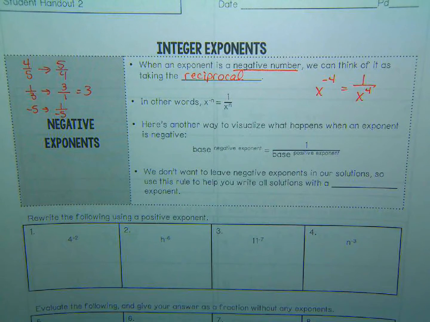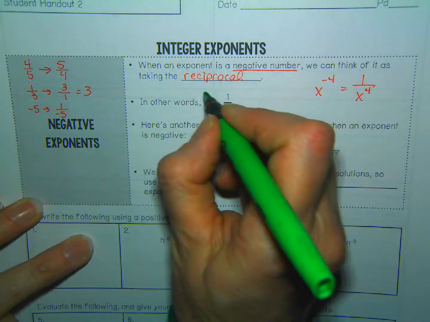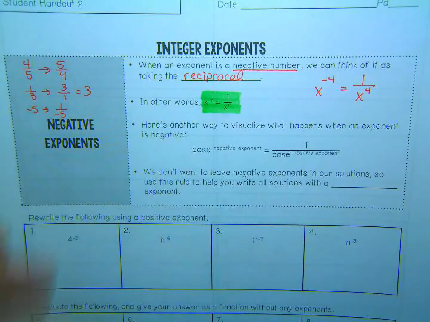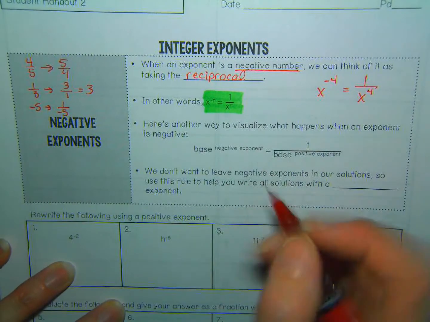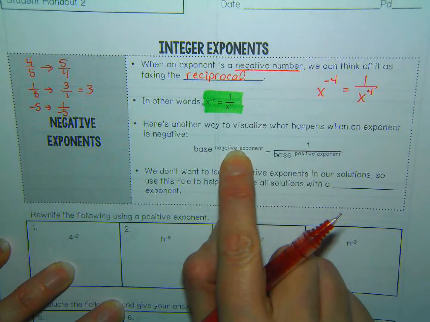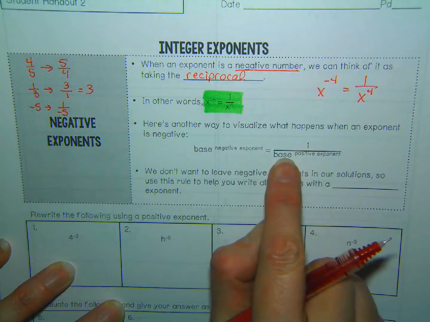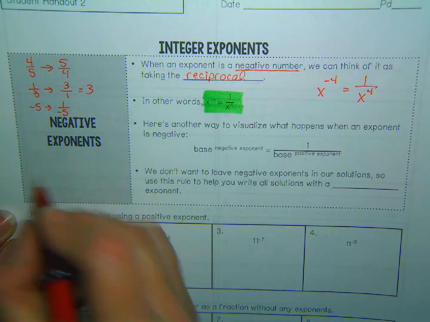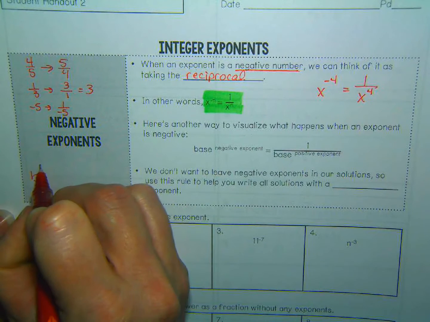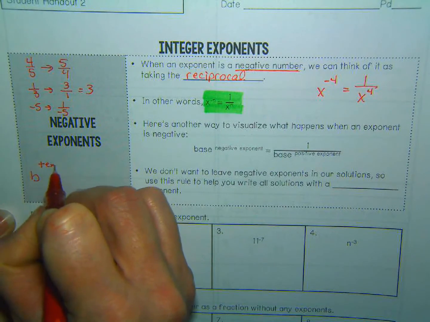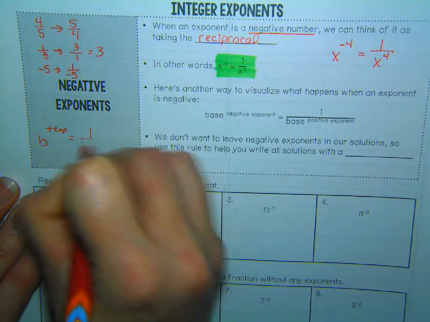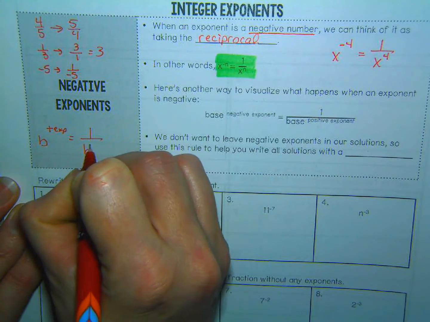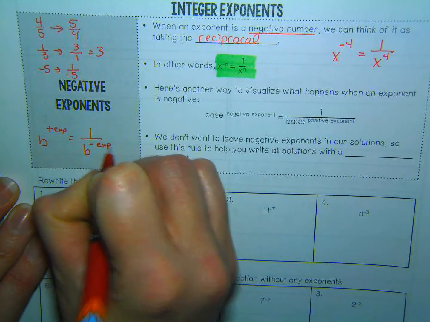I want to highlight this because I think this is a pretty important concept that you're going to be working with quite a bit today. Another way to visualize this is if we say the base to a negative exponent, it's 1 over the base to a positive exponent. Or we could say the base to a positive exponent is equal to 1 over the base to a negative exponent.